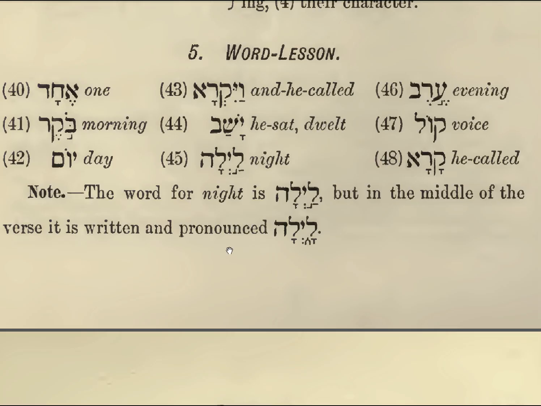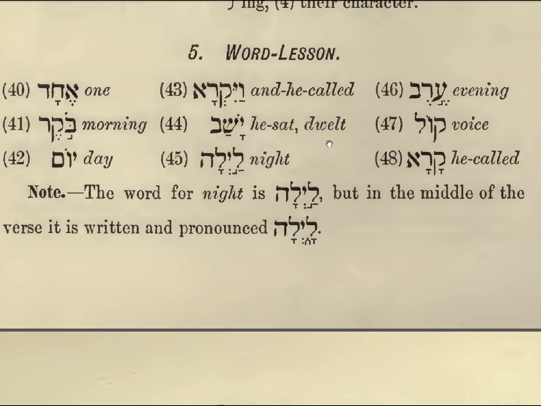Vocabulary. Echad, one. Boker, morning. Yom, day. Vayikra, and he called.